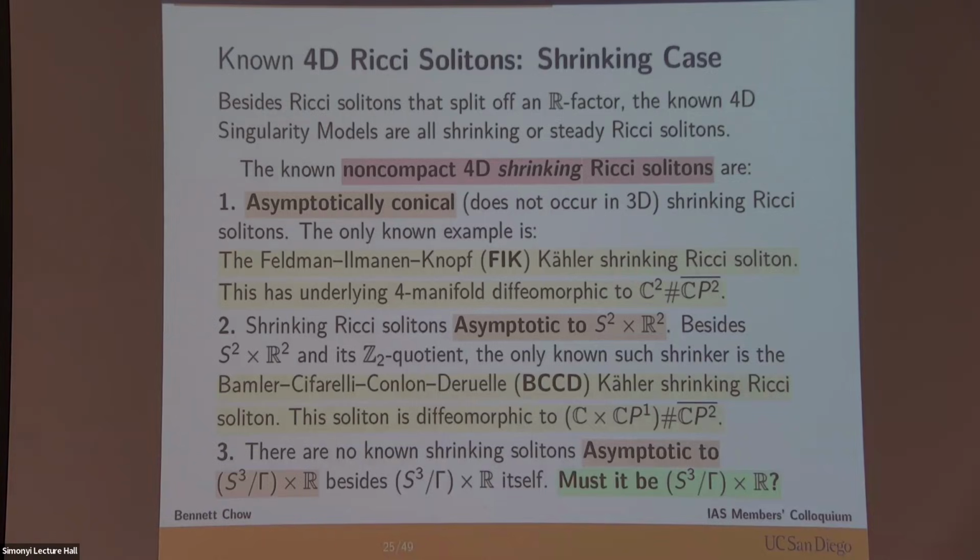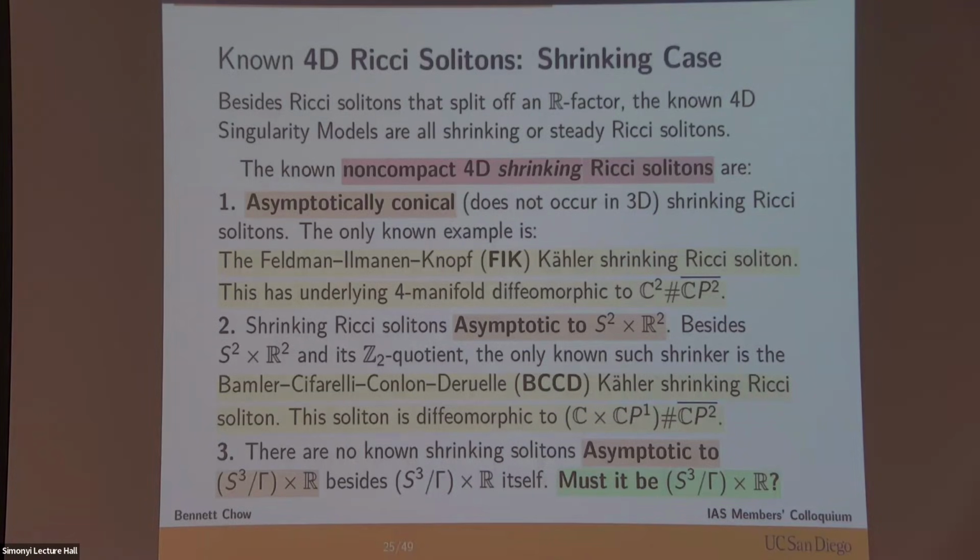Okay, and this type of singularity, this type of shrinking soliton, can occur as a singularity model in 4D Ricci flow. Of course, S2 cross R2 is itself a shrinking Ricci soliton, and we can take a Z2 quotient. And then there's another shrinking soliton due to Bamler, Cifarelli, Conlon, and Deruelle, called the BCCD Kähler shrinking Ricci soliton.